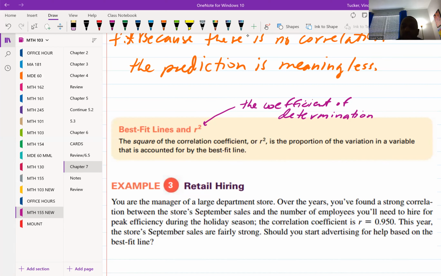So let's look at an example that helps us with the application of the coefficient of determination. It says you are the manager of a large department store. Over the years, you found a strong correlation between the store's September sales and the number of employees you'll need to hire for peak efficiency. During the holiday season, the correlation coefficient is 0.950. This year, the store's September sales are fairly strong. Should you start advertising for help based on the best fit line?